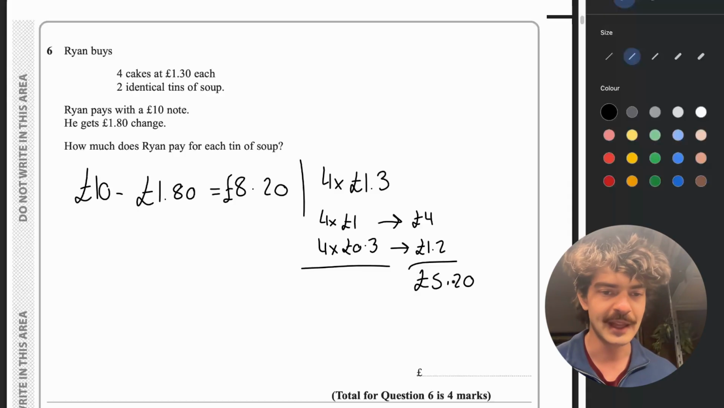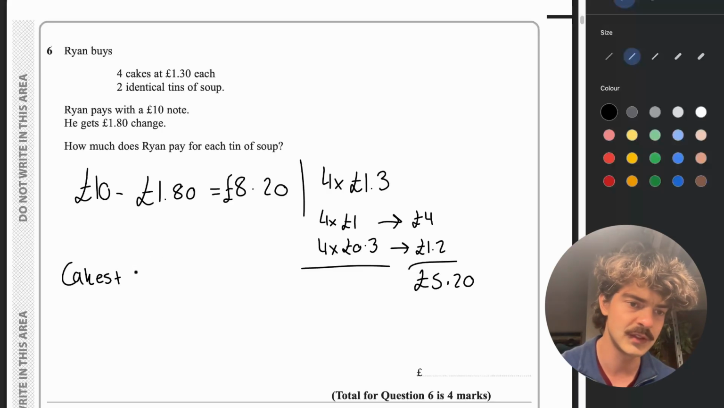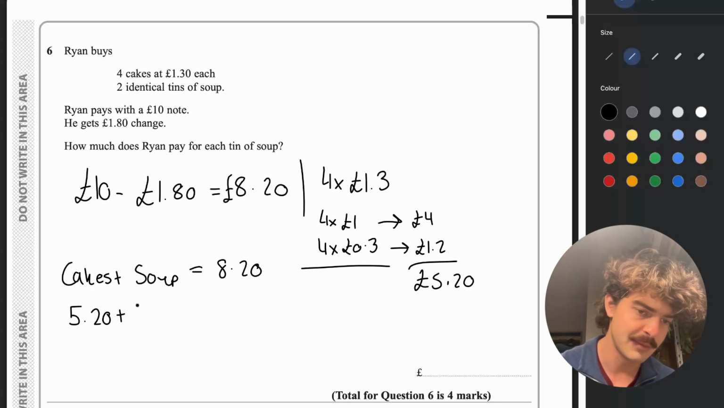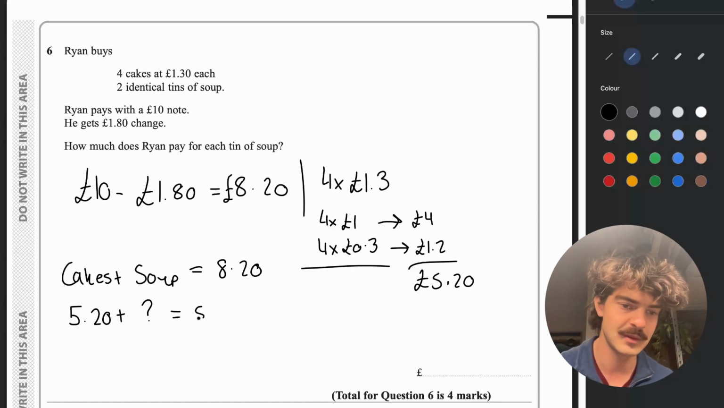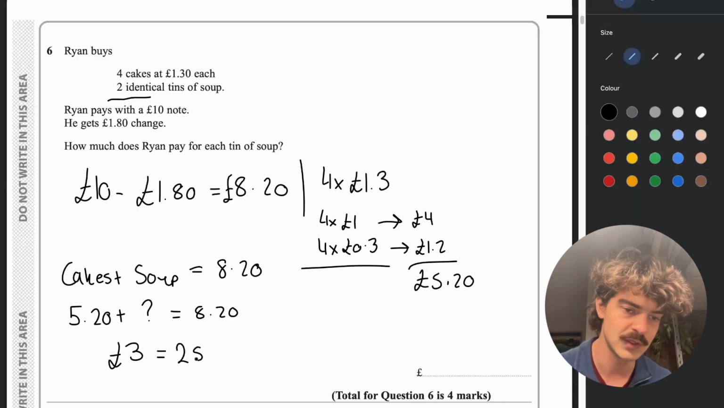Cool. So now we're left with figuring out the difference between these two things. So the cakes plus the soup is going to be equal to £8.20. We now know that the cakes all cost £5.20, and we're left with this question mark for soup, right? A quick bit of maths leaves us with £3 exactly, and we know that this is 2 soups, and that's going to leave us with £1.50 each. Cool.